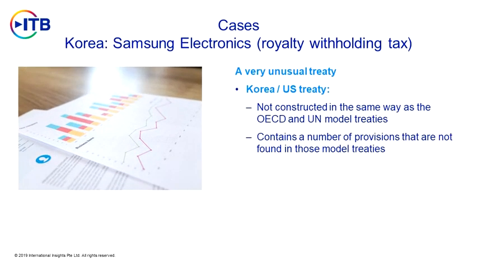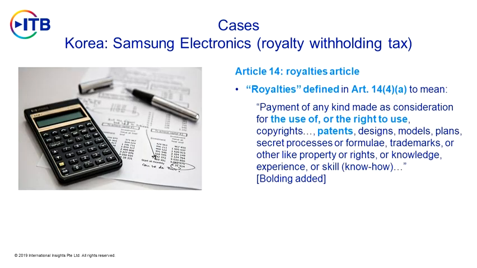Okay, let me take you through the Supreme Court's analysis. And the first point I will note is that the Korea-US Treaty is a very unusual treaty. It's not constructed in the same way as the OECD and UN model treaties, and it contains a number of provisions that you don't find in those model treaties. The royalties article is Article 14.